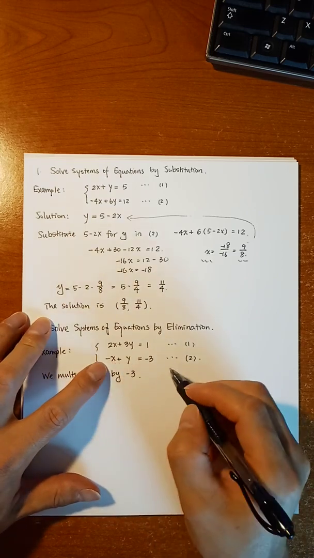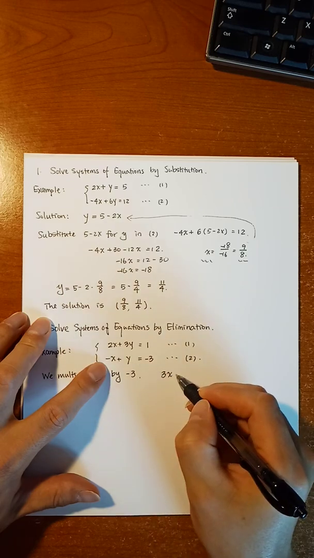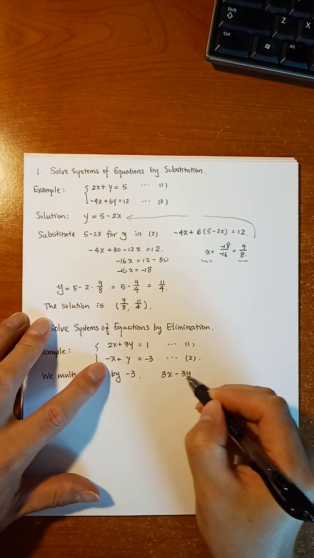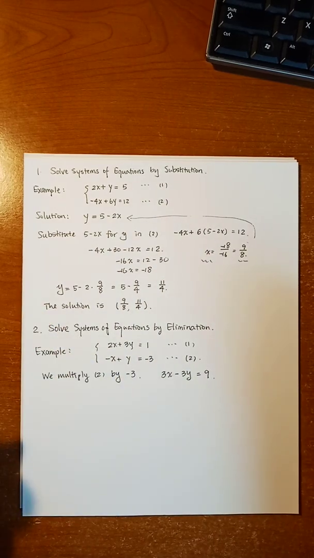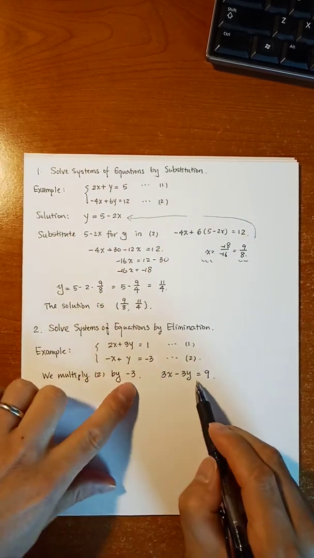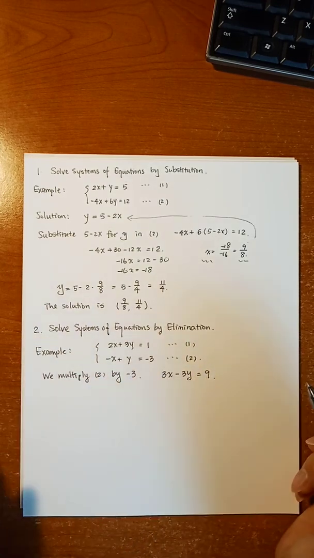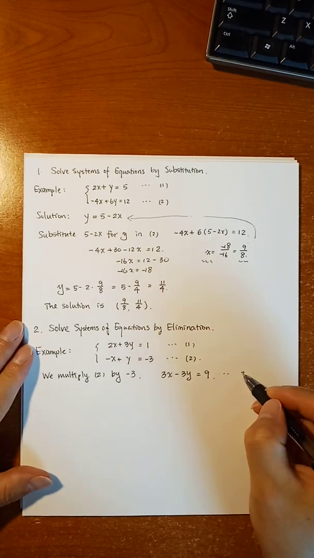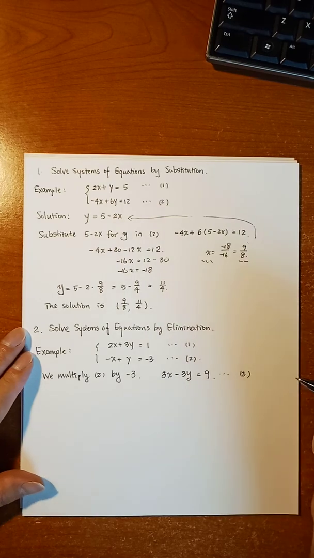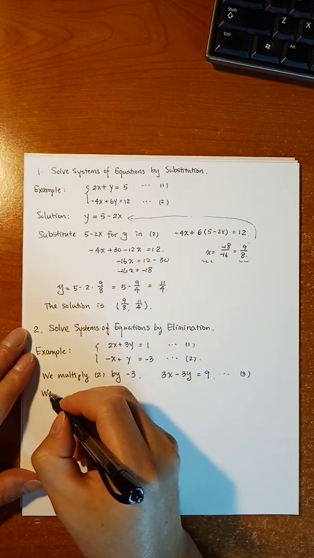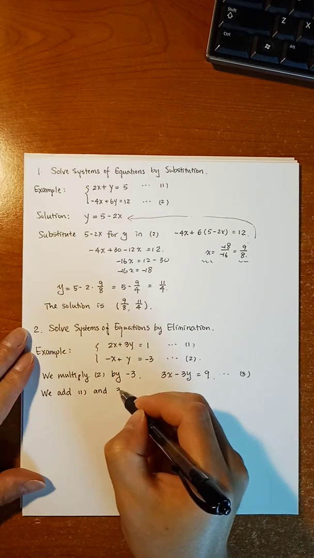So negative 3 times negative x becomes 3x. Negative 3 times y becomes minus 3y. Negative 3 times negative 3 is 9. Okay, so just term by term multiplication. Negative 3 times this, negative 3 times this, and negative 3 times this. Okay, let's call it equation 3. And then we are going to add equation 1 and equation 3.